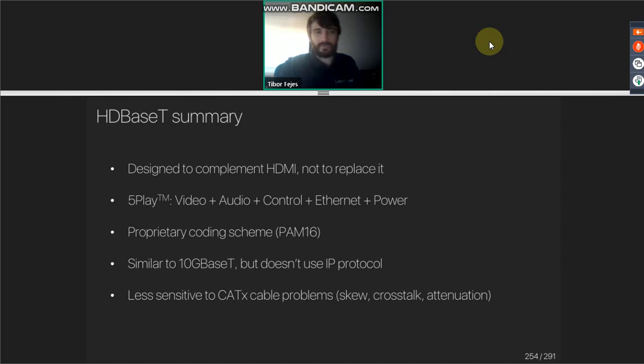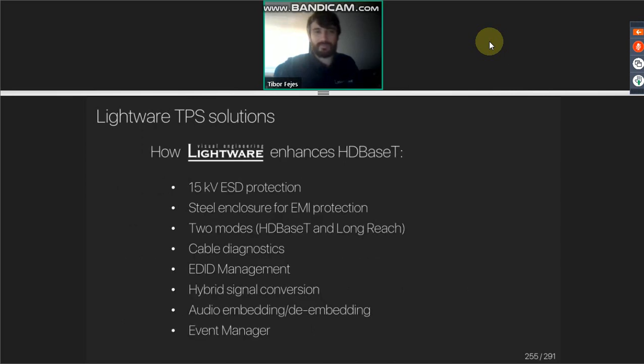With Lightware, we call our HDBaseT products TPS, and on top of the standard feature set, we try to enhance HDBaseT. So we use a 15 kilovolt ESD protection, which is very high, probably higher than you'd see on any other product. We've got the steel enclosure for EMI protection. The two different modes that I mentioned before, HDBaseT and long reach. We give you access to the cable diagnostics information, which is really helpful.